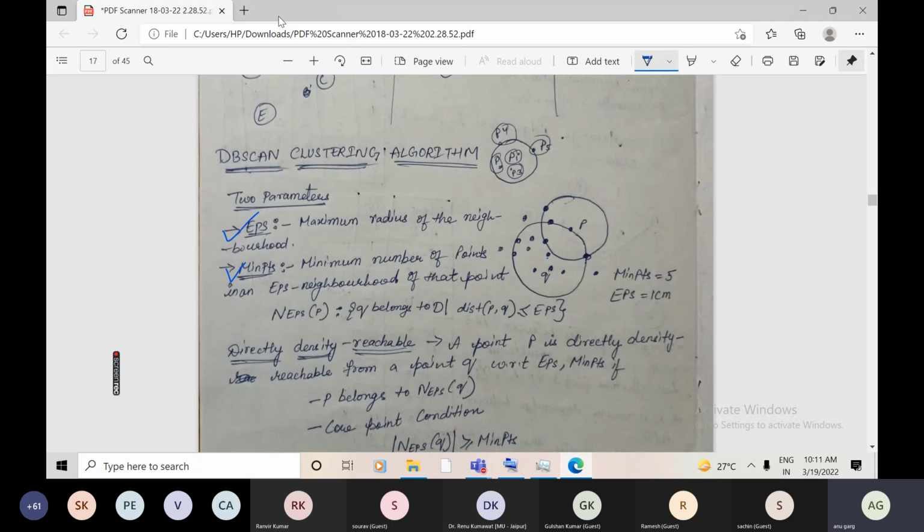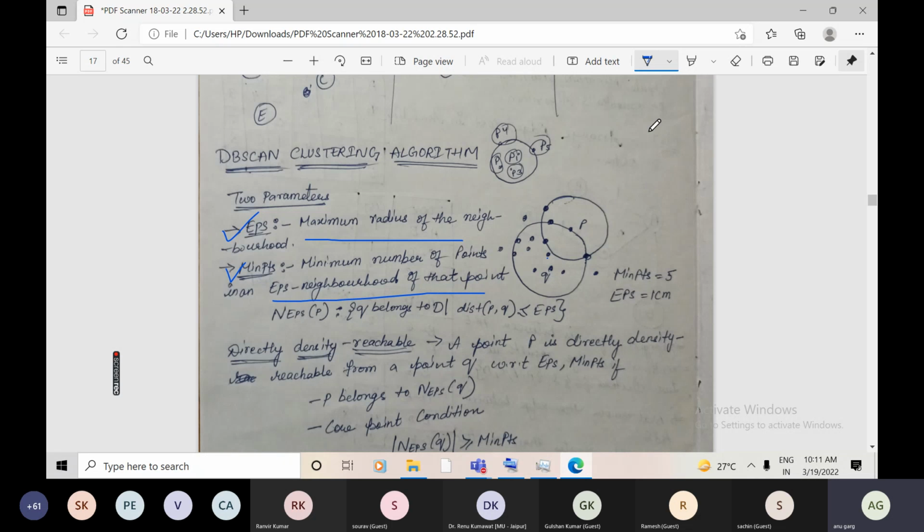That means around that point, what are all the points that are present? If you want to consider them under that cluster, the distance from that point should be less than or equal to this epsilon value. So epsilon is nothing but the maximum radius of your neighborhood points, and minimum points is nothing but the minimum number of points that are present in that epsilon neighborhood.